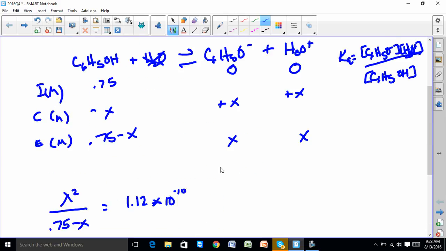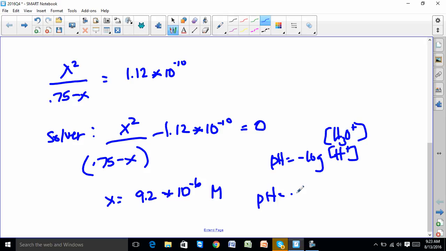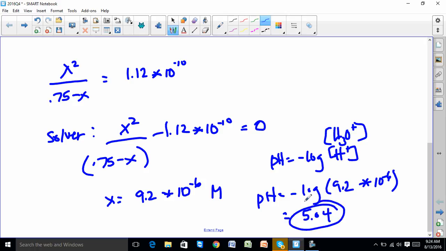If you go back up and look at our chart, X is defined as the H3O or H plus concentration. And so then pH is the negative log of the hydrogen ion concentration or the hydronium ion concentration, because they're logically equivalent. pH is the negative log of 9.2 times 10 to the negative 6. And remember now on pH, this has 2 sig figs. The number in front does not count. It's only the numbers after. So I got 5.04. So that's the answer for A.